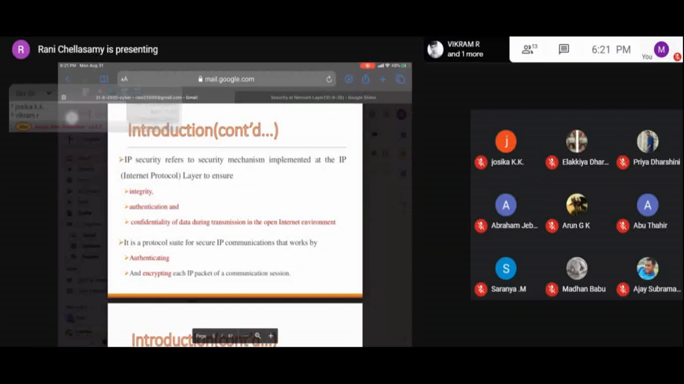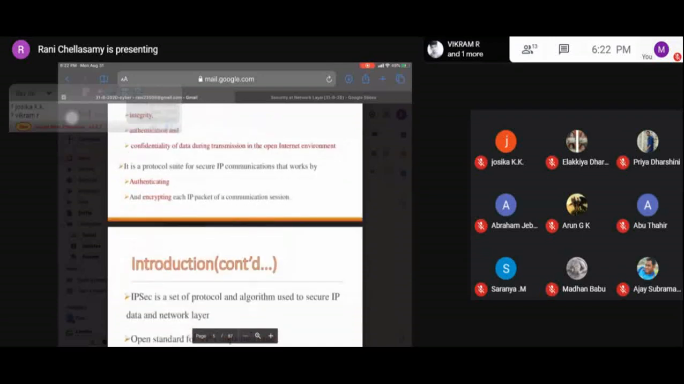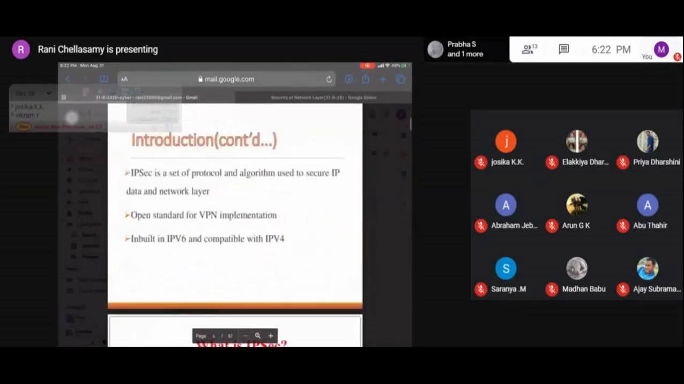So IP security protocol is a protocol suite for providing security to the communication, for the authentication purpose and encrypting the IP packet. We call IP security a set of protocols and algorithms which provide security to the IP data at the network layer. Mainly this protocol is implemented at the network layer, that is layer 3 of the TCP/IP protocol suite.